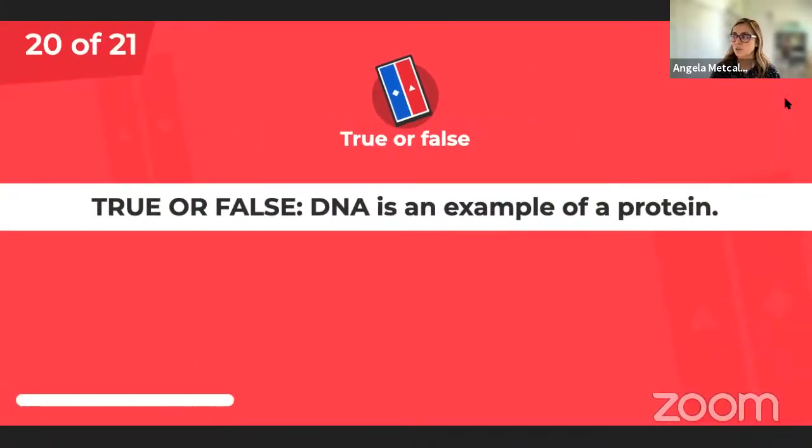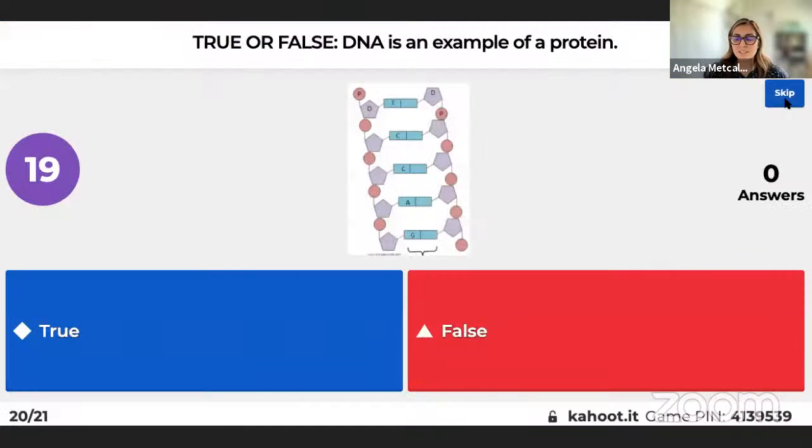All right, true or false? DNA is an example of a protein. True or false? DNA is an example of a protein.